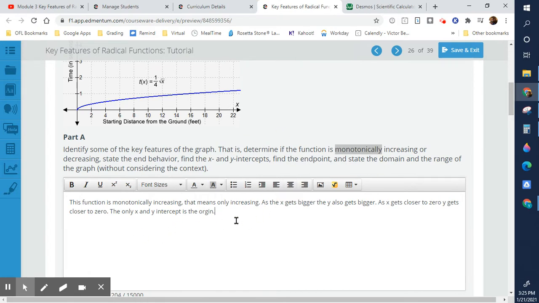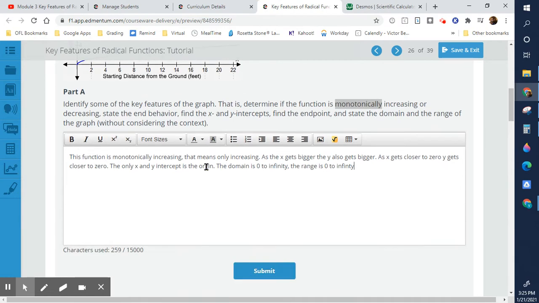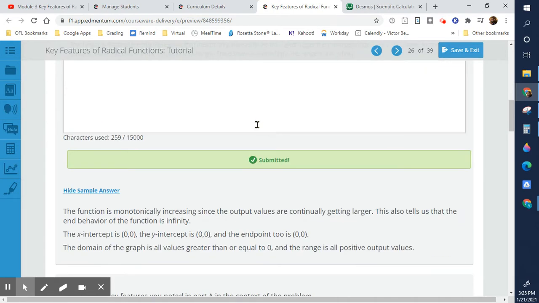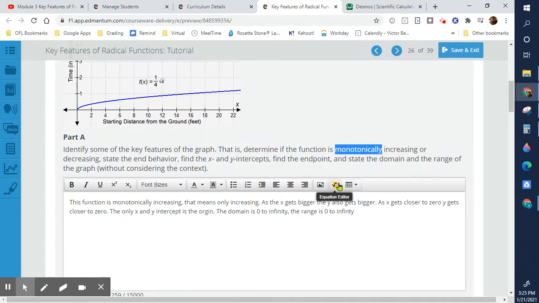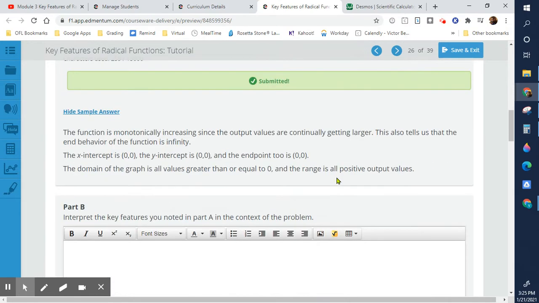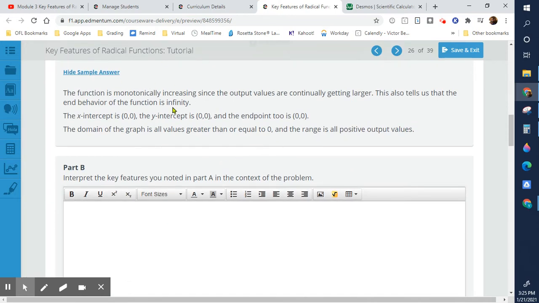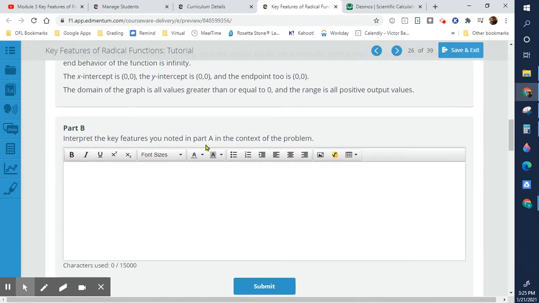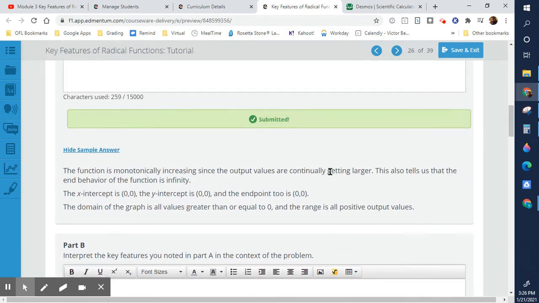State the domain and range. We kind of already did that. The domain is 0 to infinity. The range is 0 to infinity as well. One thing I normally recommend is using the infinity symbol, but for some reason the equation editor doesn't have an infinity symbol. Interpret the key features you noted in part A in the context of the problem.